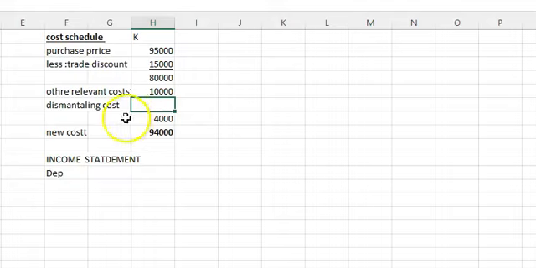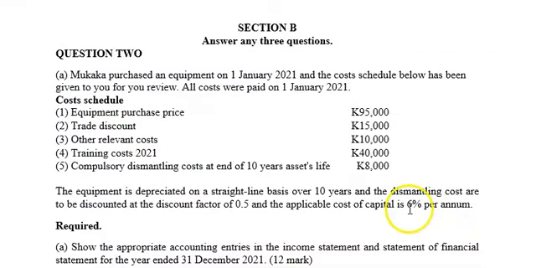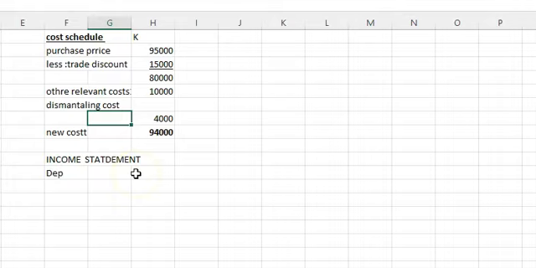We need also to add a dismantling cost, because this is a dismantling cost, and we have been told that it is 8,000, but we discount it at 0.5. So let's do that. We discount that at 0.5, 8,000 at 0.5, so we get 4,000. So then we add 80 plus 10 plus 4 is 94,000. This will be our new cost.